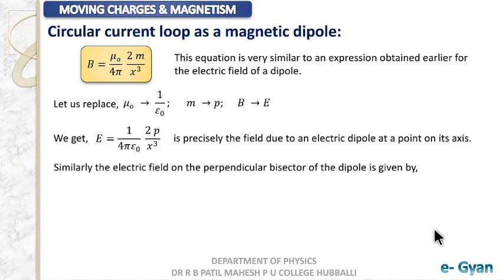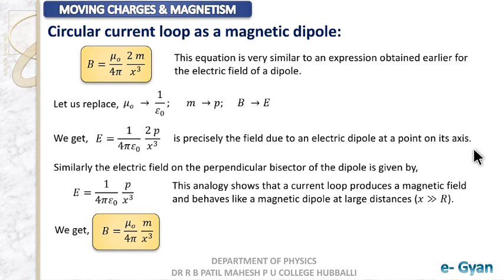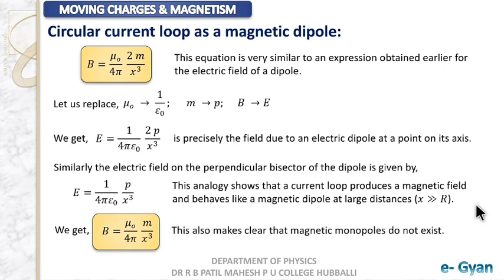Similarly, if we take the expression of electric field on the perpendicular bisector of a dipole, which can be written like this, and instead of E we replace with B, p with m, and 1 divided by epsilon naught with mu naught, then we shall get this equation. And this equation shows that the value matches in such a way that the current loop behaves exactly like a magnetic dipole. So by this we can also confirm that magnetic monopoles do not exist.